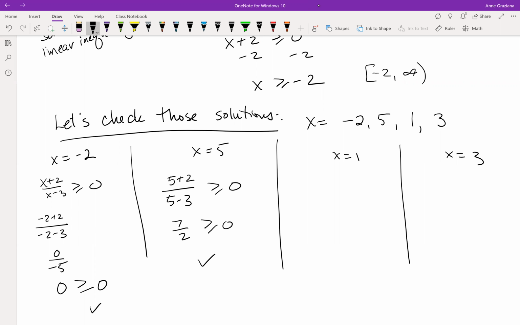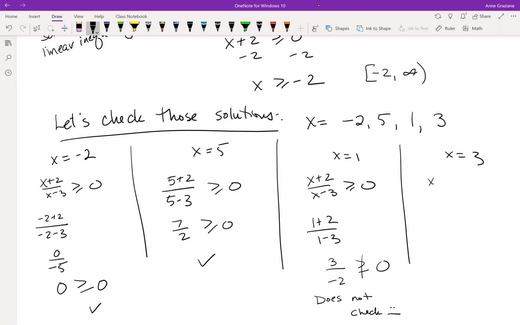All right, let's try 1. 1 plus 2 over 1 minus 3. You guys understand, I'm just using the function I was given. X plus 2, I'm checking this. Don't lose sight of that. So 1 plus 2 over 1 minus 3 is 3 over -2. Okay, that's not greater than or equal to 0 because that's a negative number. So there's no way that can be positive. So this does not check. Sad face or worried face.